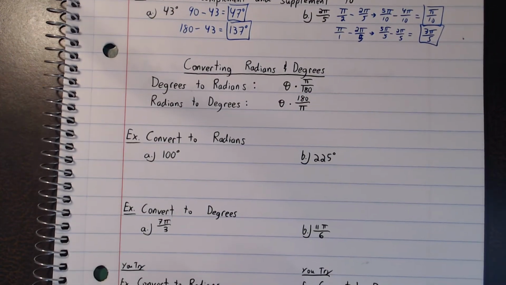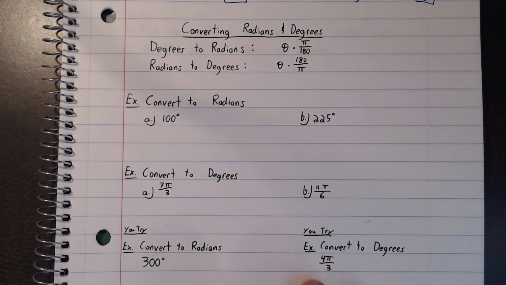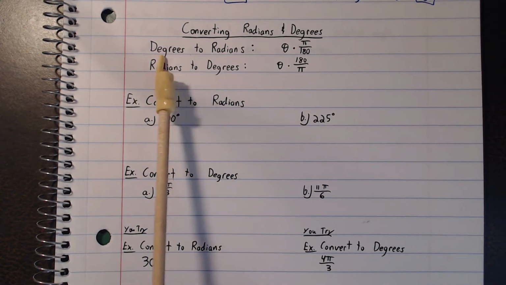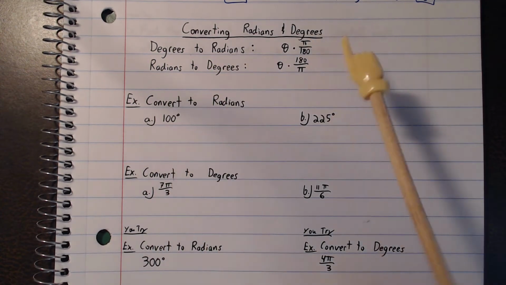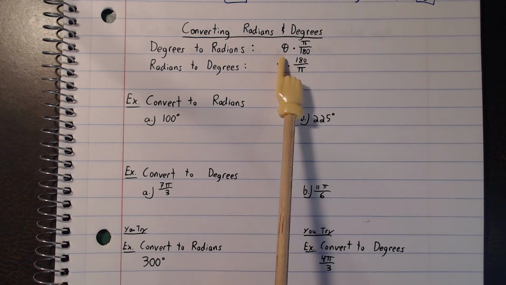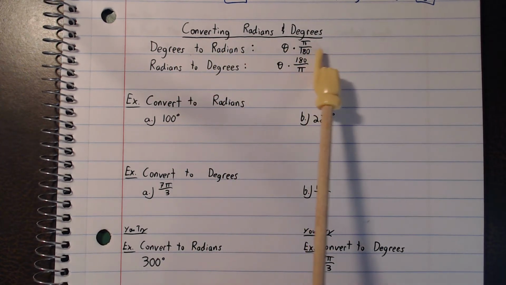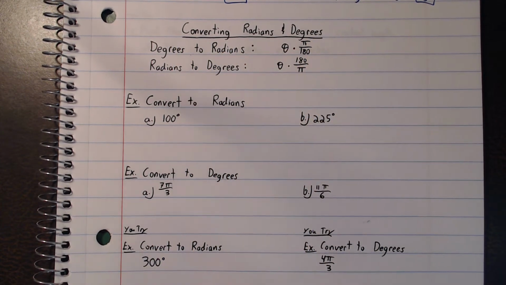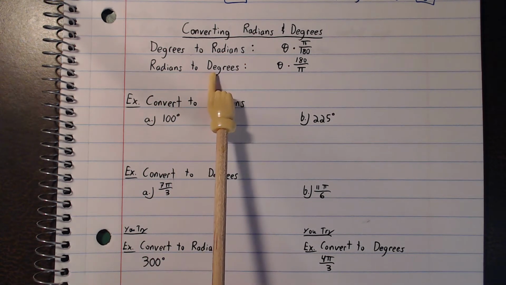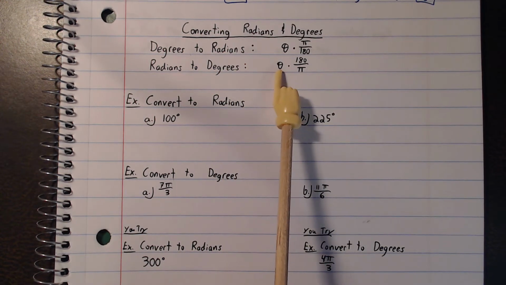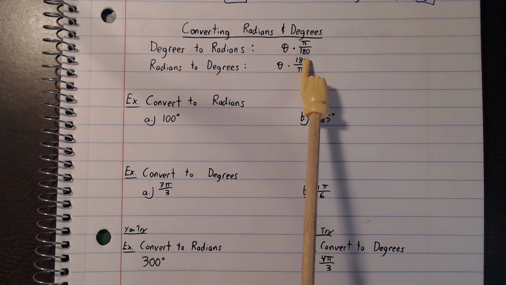Okay, now we're going to work with converting radians and degrees. Take a second to write down these conversions. These are going to help us out in the next few. If they give us degrees and we want to change to radians, here's our formula. We're going to take whatever angle they gave us in degrees and multiply by pi over 180. If we're working with radians and we want to convert to degrees, we're going to multiply our angle by 180 over pi.